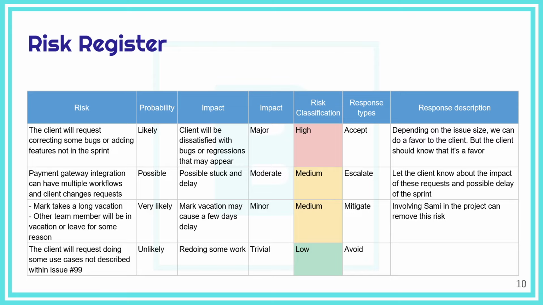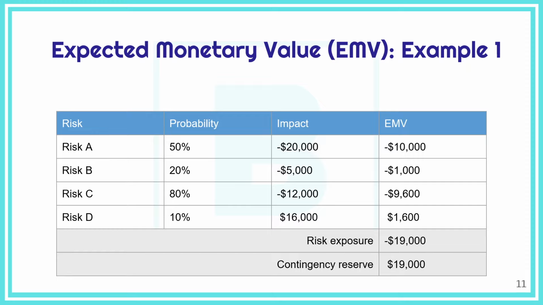Then we went on studying the advanced risk analysis called quantitative risk analysis, and we saw in particular the expected monetary value. We had a few examples, and we will just go through one example in this summary. For example, we have 4 risks in a project.